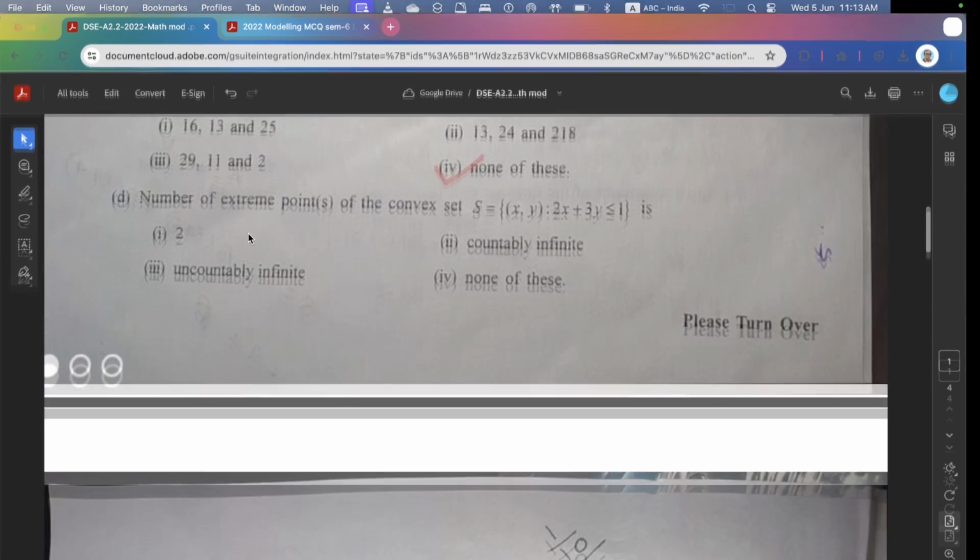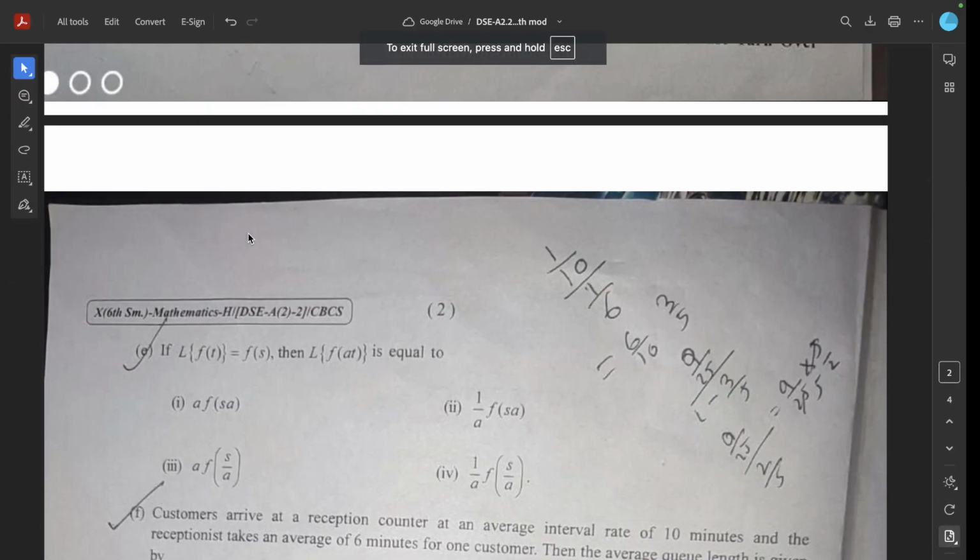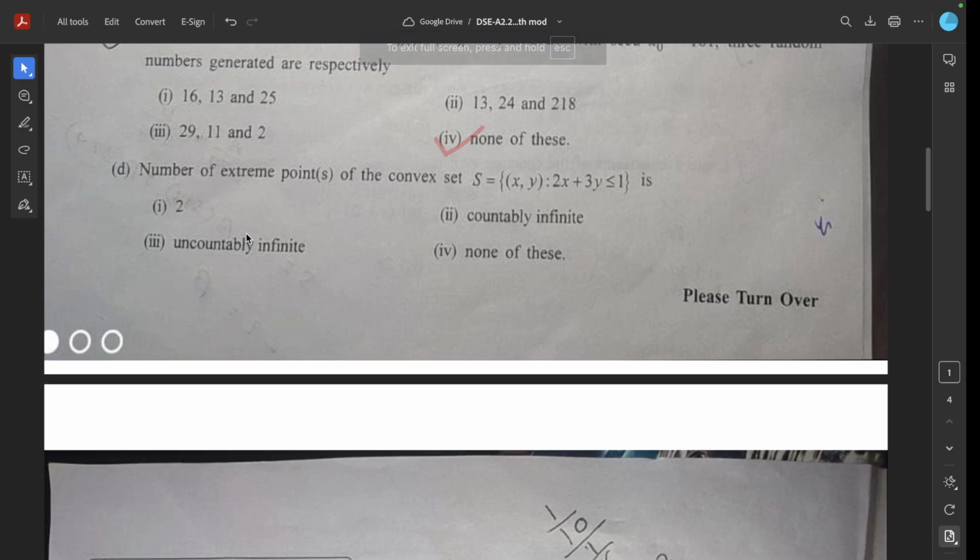Next question, 1D. The number of extreme points of the convex set S, the set of all those points (x, y) such that 2x plus 3y is less than or equal to 1. Actually, the correct option is that there is no extreme point here, so none of these.